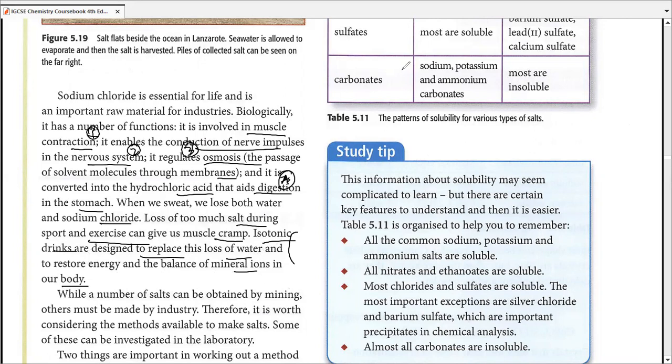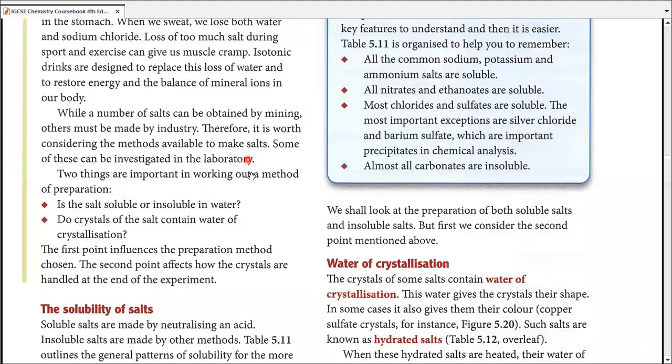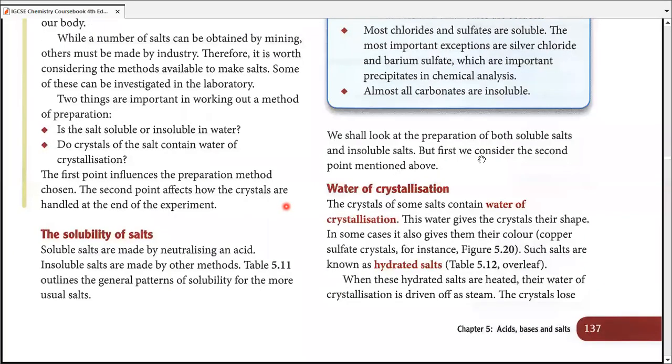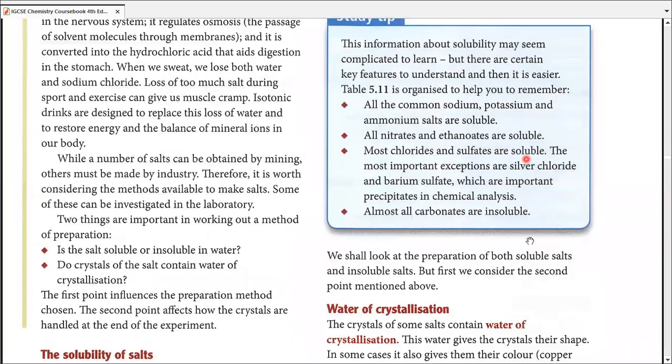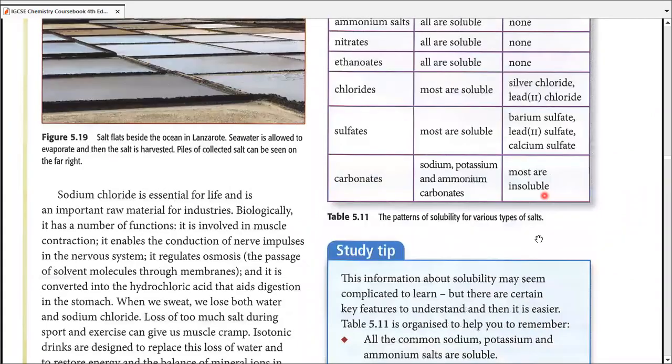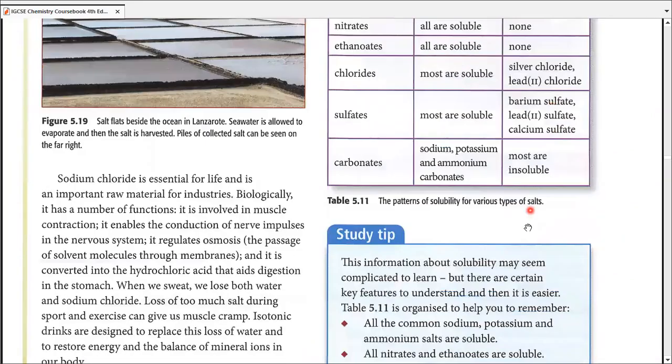Now, we can take salts out of mining, but there are a number of salts that are made in laboratory too. When we are working out the method of preparation of a salt, there are 2 important things that we need to know. The solubility or insolubility of a salt in water, and does it contain water of crystallization? Let's talk about both points one by one. Starting with solubility or insolubility of salts. When it comes to that, IGCSE has a very good table to give you a pretty good idea of what you need to remember in terms of soluble and insoluble salts.